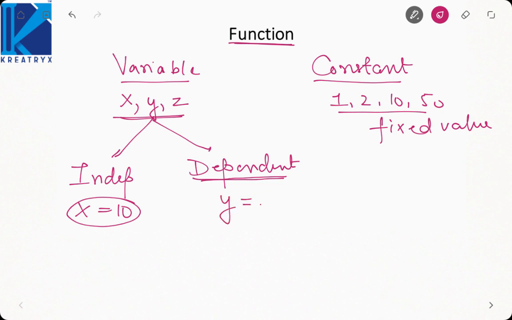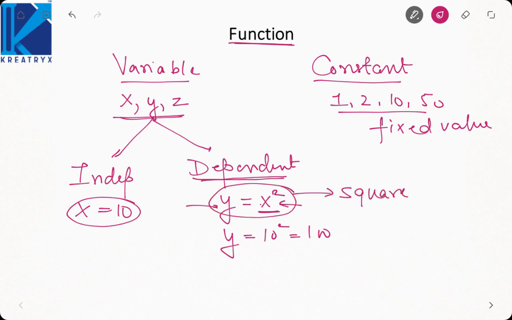But if there is a dependent variable, then its value depends on another variable. Suppose I say y is equal to x square, then the value of y when x is 10 will be 10 square, that is 100. So the value of y depends on the value of x. Here y will be called the dependent variable, whereas x is my independent variable. Basically a function is a mapping between an independent variable and a dependent variable. The example that I just took is called a square function.